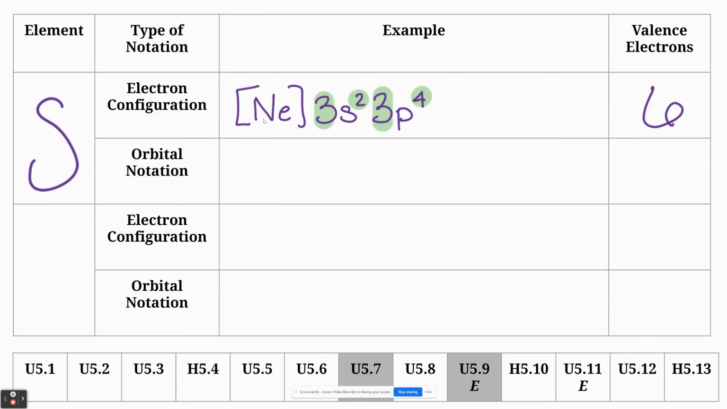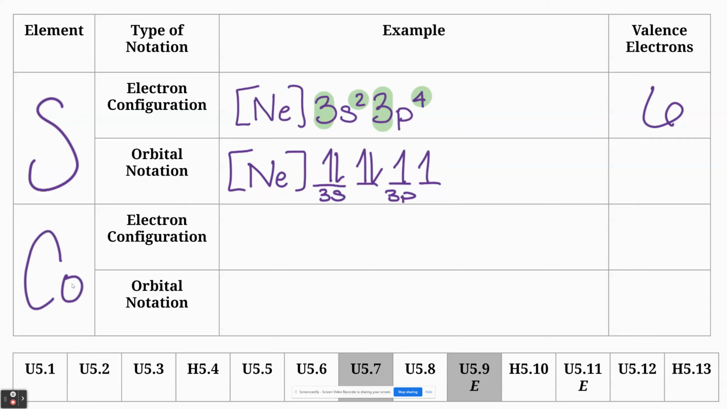And then orbital notation, same thing. I do my neon shortcut, and that saves me from writing the first couple things here. So 1s2, 2s2, 2p6. And then I can jump to 3s and its 2 electrons here. And then 3p, remember p just gets 3 blanks. And then I have its 4 electrons. So I need to add them 1, 2, 3, and then I double up the first blank. And I get that 1 spin down electron there.